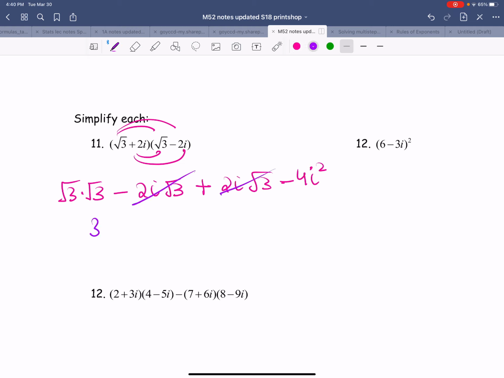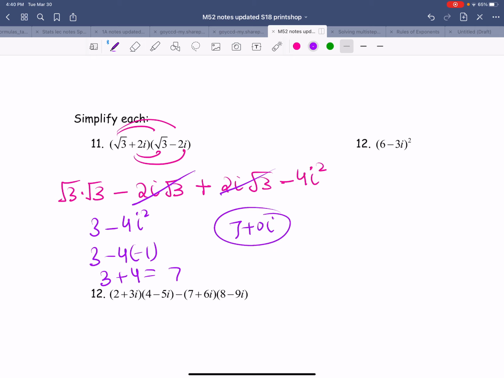These are same terms with opposite signs. They will cancel. Minus 4i squared. From the table, we remember i squared is -1. So this turns into 3 plus 4, which is 7. Sometimes the homework systems accept it, but because we started with a complex number, we want to give our answer in the form of a complex number. So 7 plus 0i is what we would leave it with.